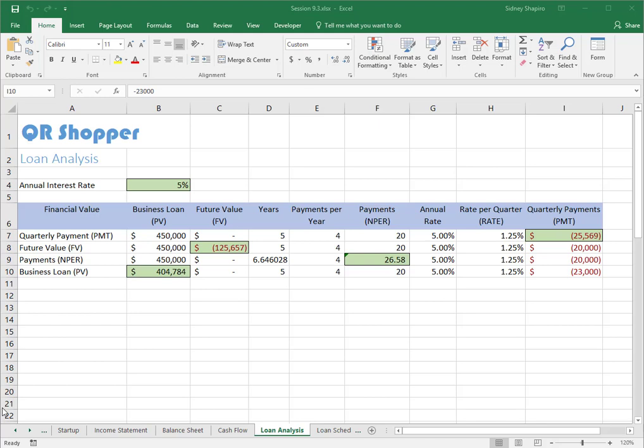Hi everyone, welcome to session 9.3. In this session, we're going to go through NPV and IR functions and auditing, and we're also going to take a look at some errors and how to fix them. And we're going to be looking at rate of return, calculating internal rate of return, auditing, and so on.